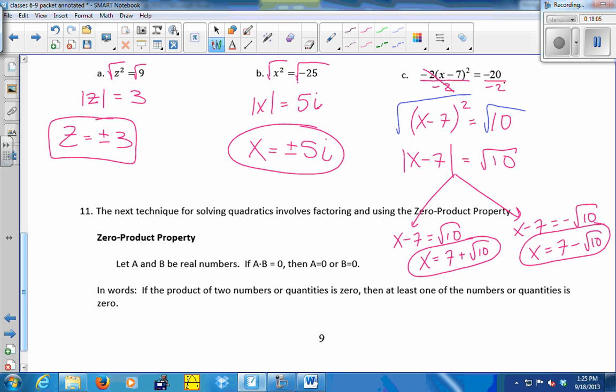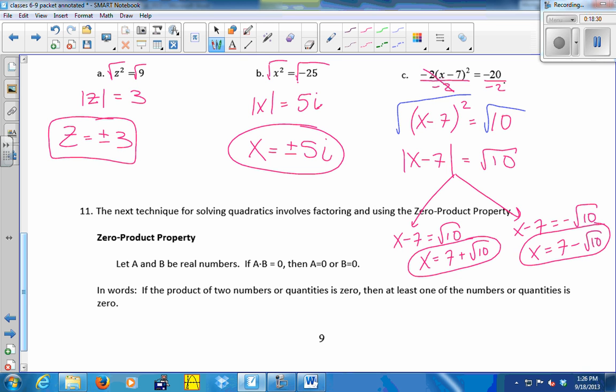There's several other approaches you could have taken for that particular problem. We could have squared out the x minus 7, distributed the negative 2, and solved it another way. But I just wanted to show you the square root property. So my next technique, before I move on, any questions?